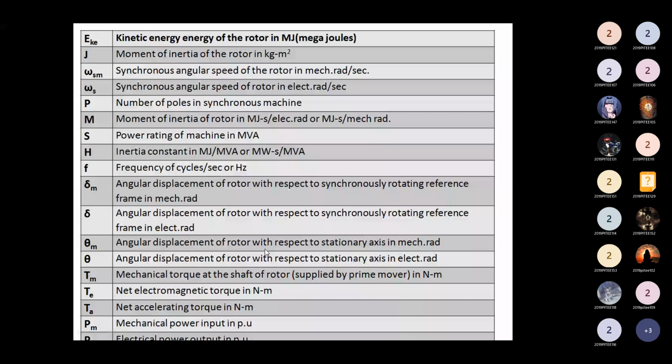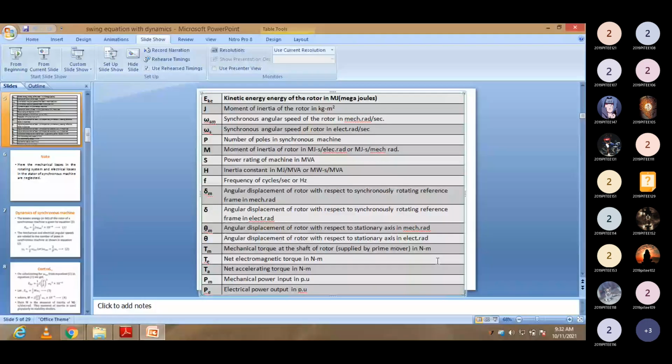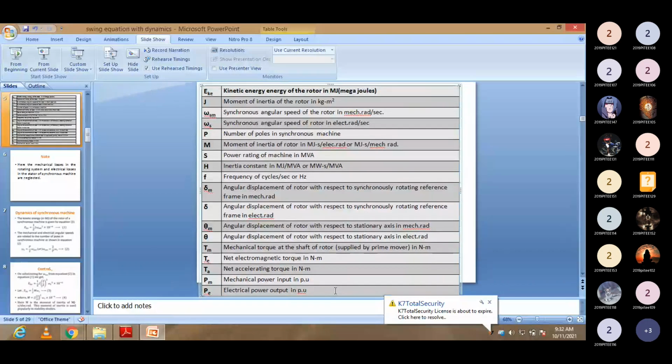TM is the mechanical torque at the shaft of the rotor in newton meters. It is supplied from your prime mover. And Te is the net electromagnetic torque, also in newton meters. Ta is the accelerating torque. Pm is the mechanical power input in per unit, and the last one is the electrical power output, Pe, in per unit. So these are all the terms involved in your swing equation.